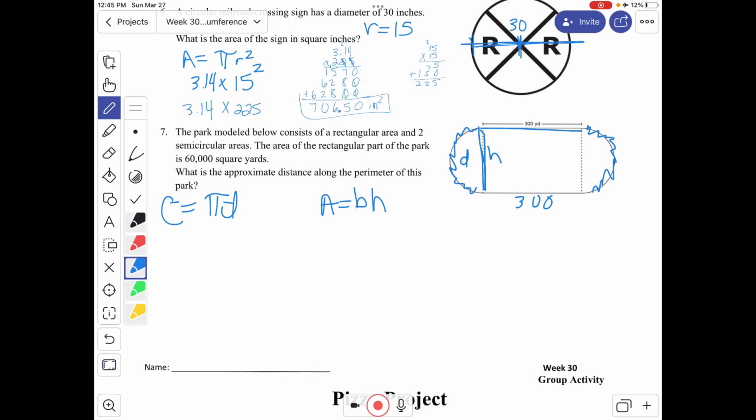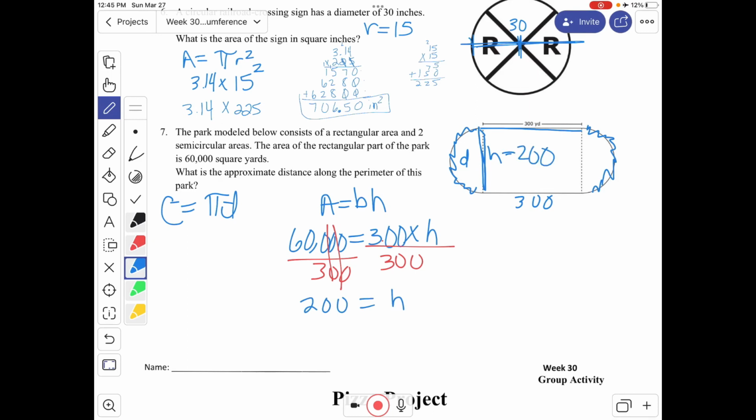Well, formula for area is base times height. If the area is 60,000 and the base of that rectangle is 300, if I divide by 300, I can figure out the height. 600 divided by 3 would make 200. So the height is 200. And the height is the same as the diameter.